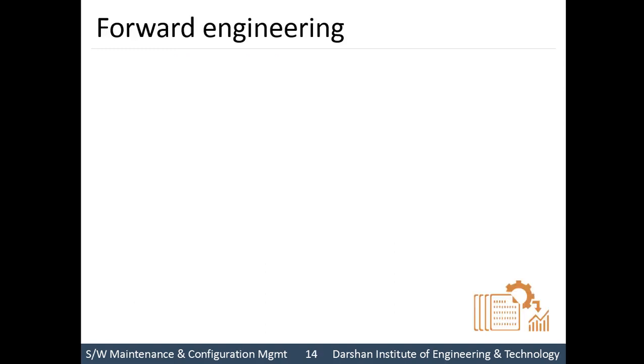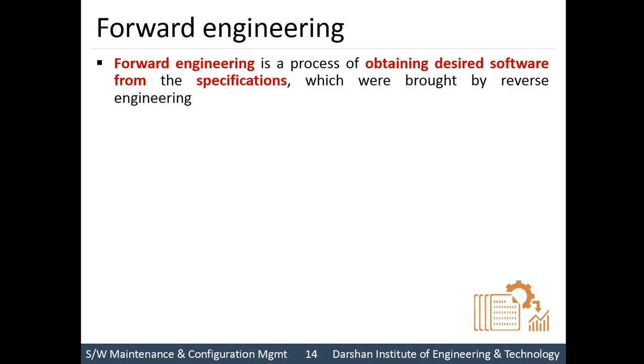Now after getting the final requirements of the software, forward engineering starts. Forward engineering is a process of obtaining the final desired software from the specification which was brought by reverse engineering. So reverse engineering is giving us the specification from the code. We are modifying the specification as per the new requirements. We are adding new specification, and based on those modified specifications, forward engineering starts to get development.